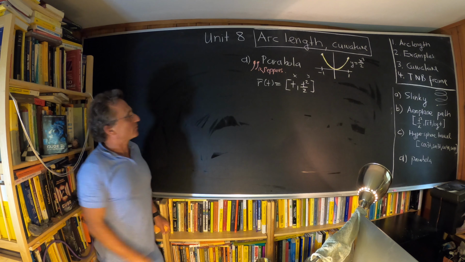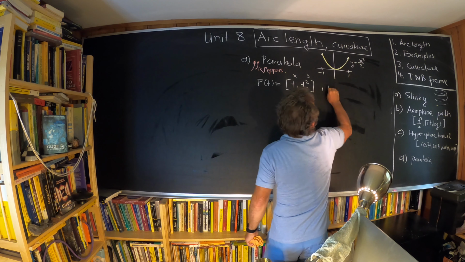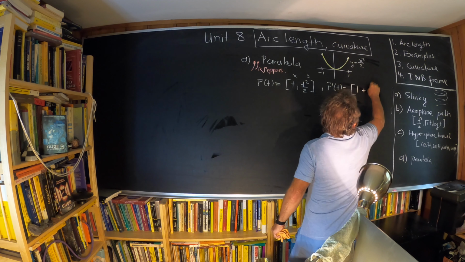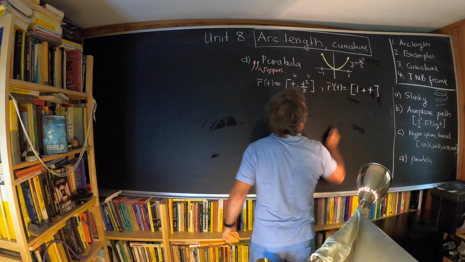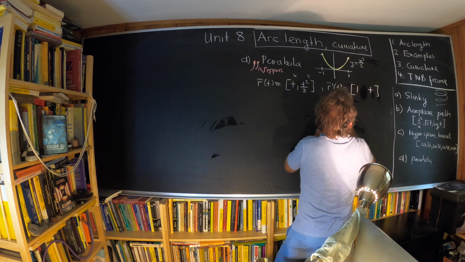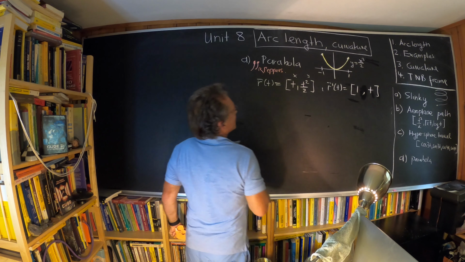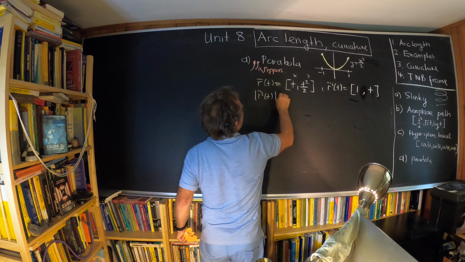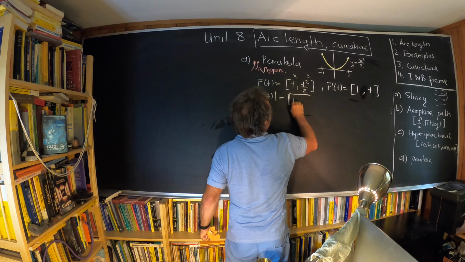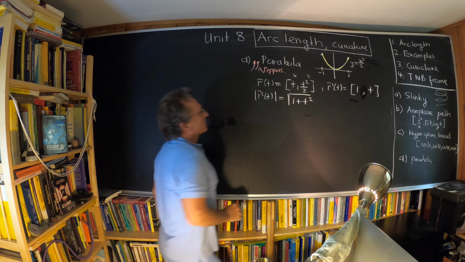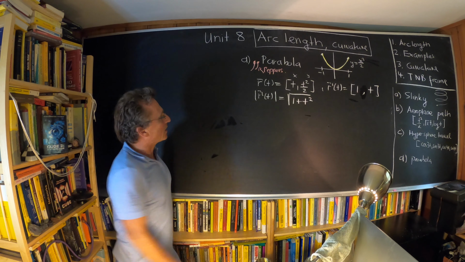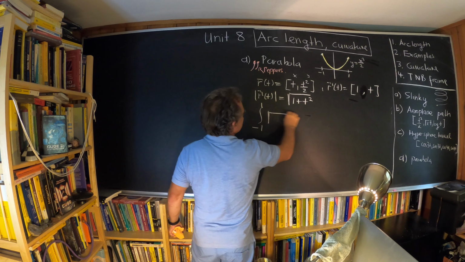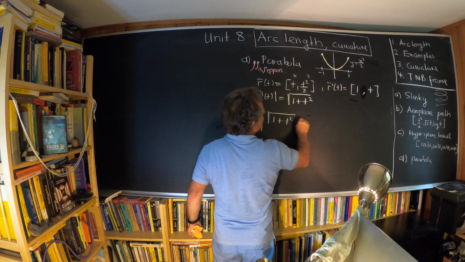Now we have to compute the velocity. r prime of t is equal to (1, t). And the speed is the square root of 1 plus t squared. And I want you to do it from minus 1 to 1. So we have to compute this integral from minus 1 to 1 of the square root of 1 plus t squared dt.